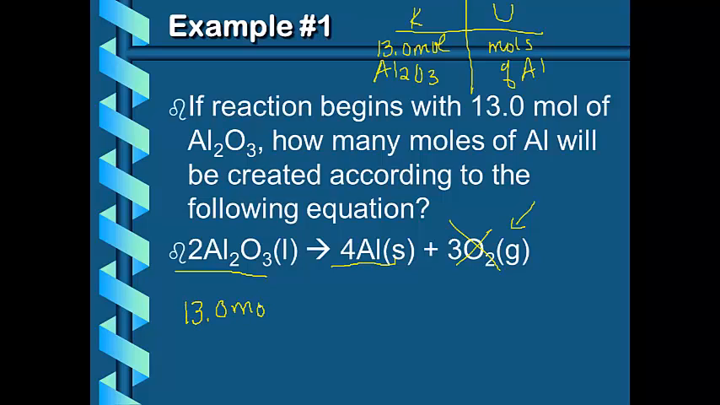Well, we still always start with what we're given. 13.0 moles of aluminum oxide. All right. Okay, I've got 13 moles of aluminum oxide. I want to go to moles of aluminum. Remember, what I want to go to goes on the top. What I come from is on the bottom. So my moles of aluminum is on top, and this is where the number comes from.